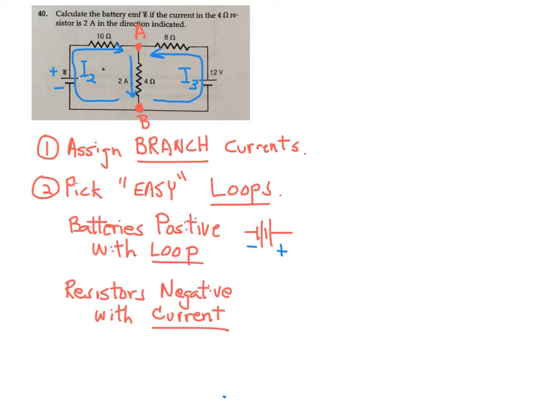But the middle branch from A to B, I know I have 2 amps. It's a 4 ohm resistor, so right away, using Ohm's law, V equals IR, you can do this in your head. I'll just jot it down, V equals IR. I know that the current is 2 and the resistance is 4, so I already know that the voltage for that resistor in the center there is 2 times 4, which is 8 volts. So I can jot that down right above the 4 here, that's 8 volts.